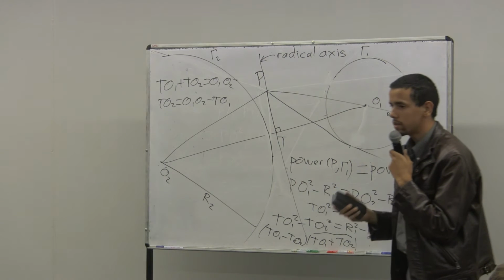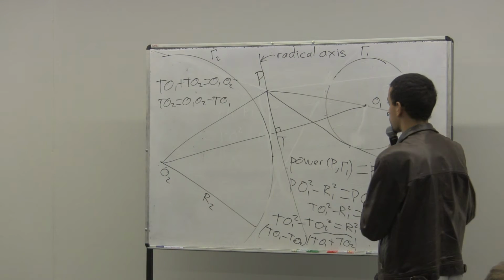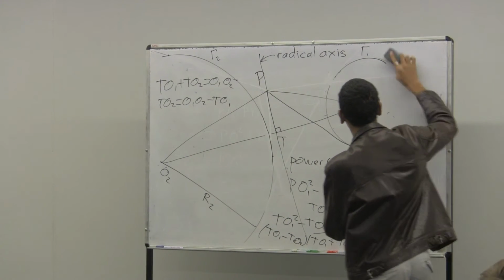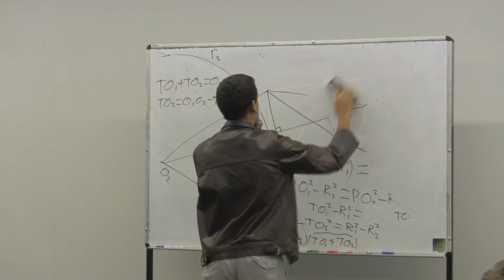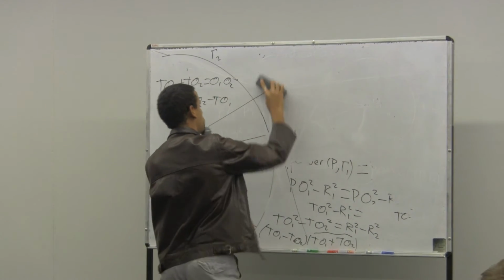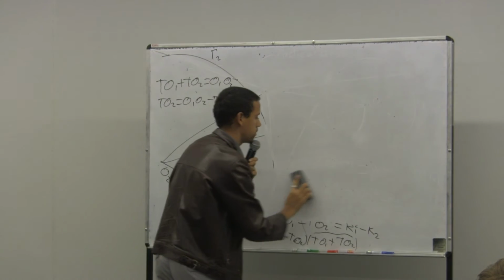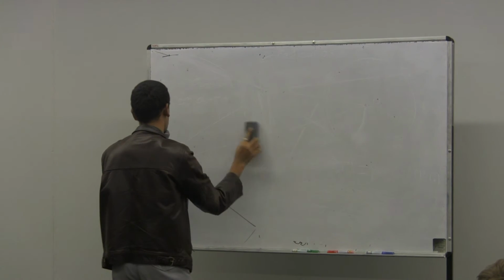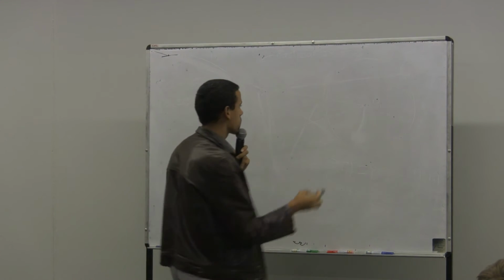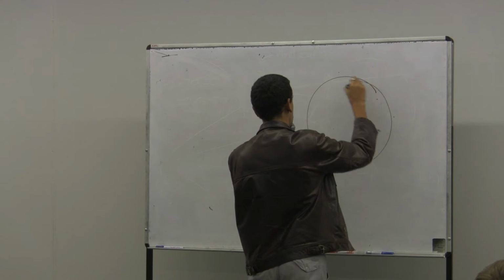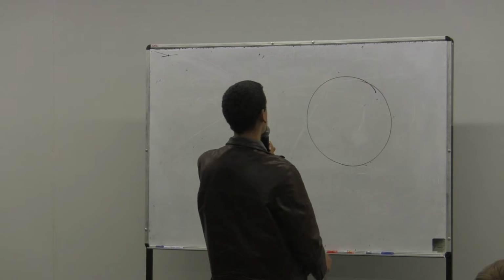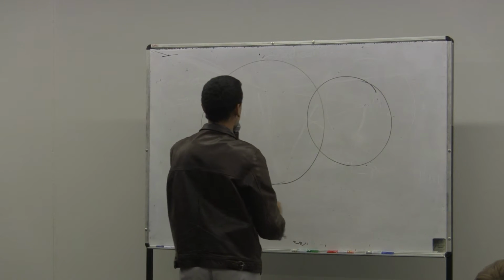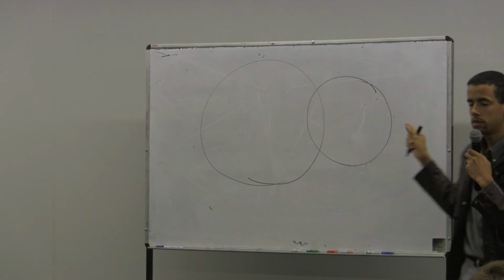So we know that the radical axis is a line. Keep that in mind. Now, what happens if you have a circle, surprise, okay, you've got one circle. Oh, that is an almost perfect circle. Okay, and you've got another circle. What is the radical axis of those two circles?